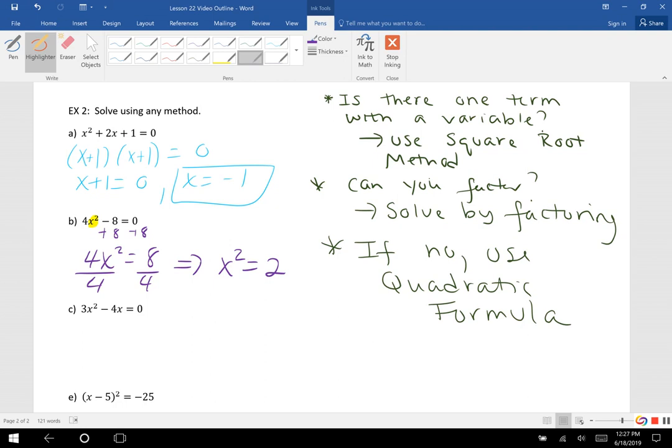Now we take the square root of both sides. Don't forget the plus or minus. So x equals plus or minus square root of 2.